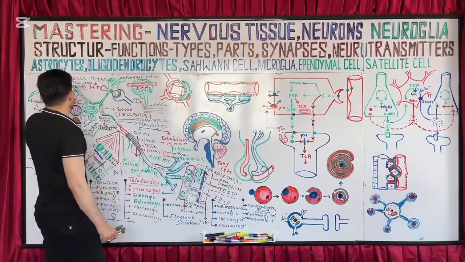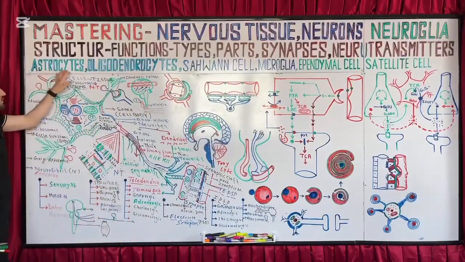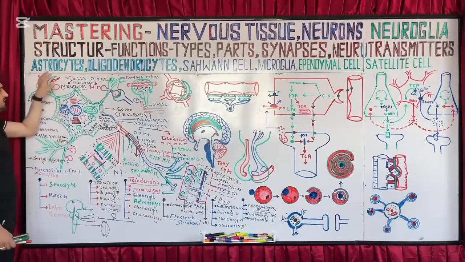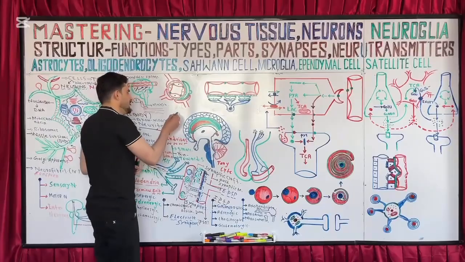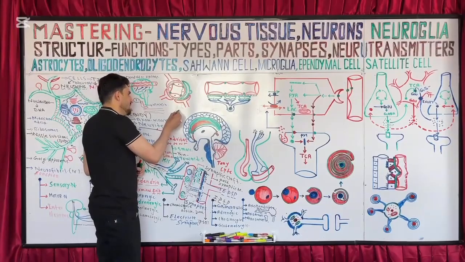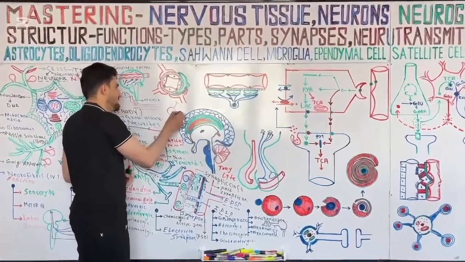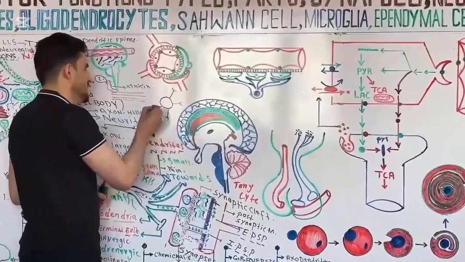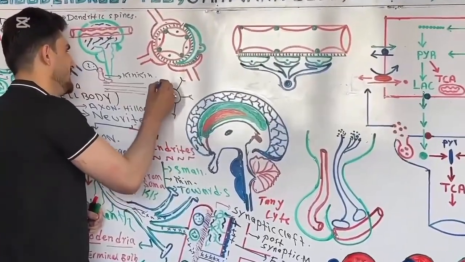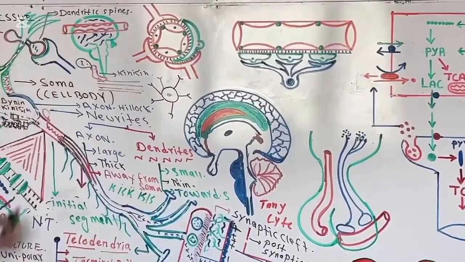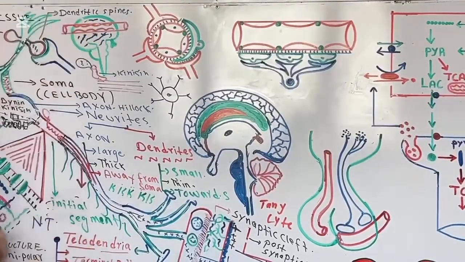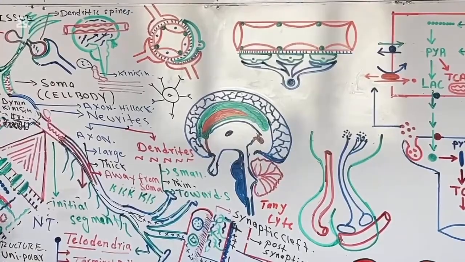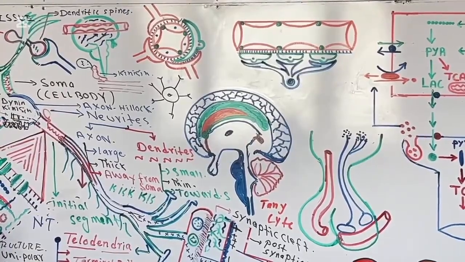One type of neuroglia is called astrocytes. Astrocytes means that they look star-like. For example, this is a cell, and this cell has different projections, and they look like a star. Star-like. So that's why they are called astrocytes. So let me talk about the different functions of the astrocytes.